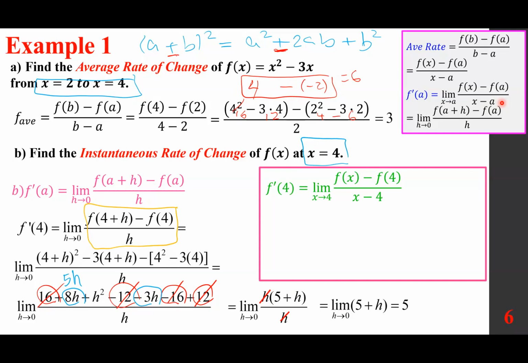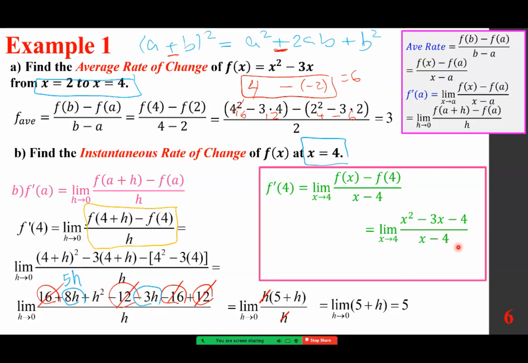So what is f of x? x squared minus 3x. What is f of 4? Again, I don't want to go through the process. We showed it here that it's 4. So replace this one with 4. x squared minus 3x minus 4 is the numerator. If you plug in, you get 0 over 0, and x minus 4 is the problem. So we should have a factor of x minus 4. We want two numbers. The product is negative 4. The sum is negative 3. So it's minus 4 and 1. And this is what you get.